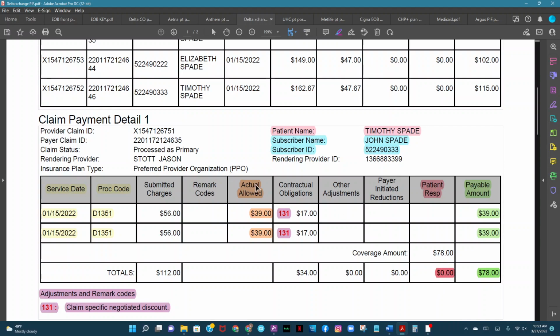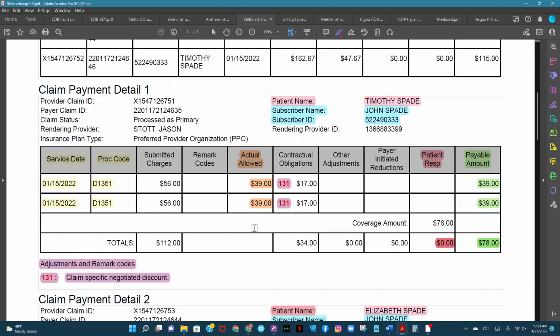As you can see here, they have the actual allowed amounts for each of the codes here. They don't have a total down here for those amounts, but as always, you can do the addition between the patient responsibility and the insurance payment to get the total amount here. But they do have them per code here, so that way you can match them up in EagleSoft.